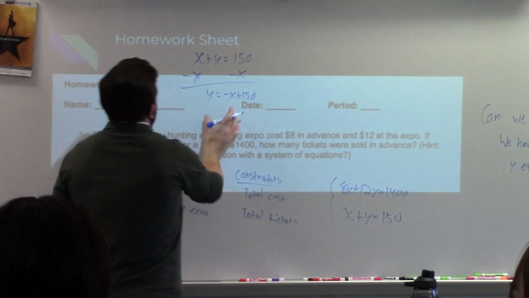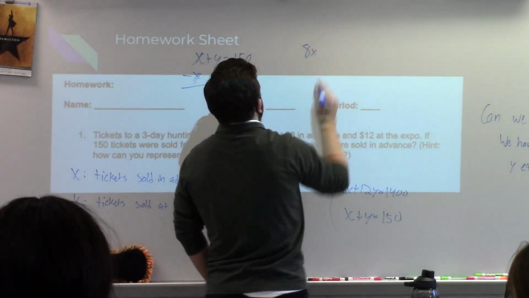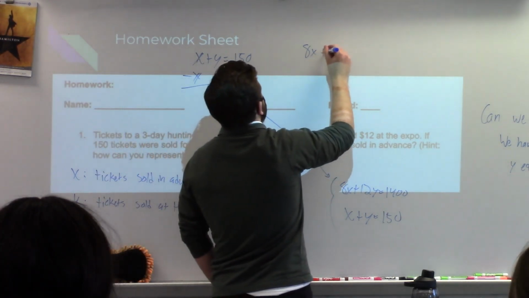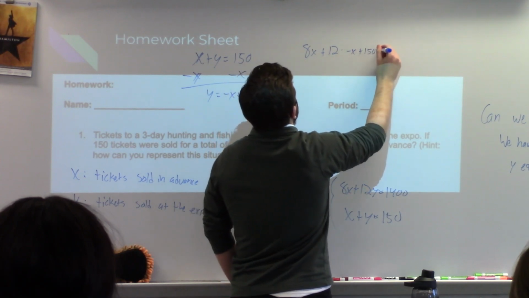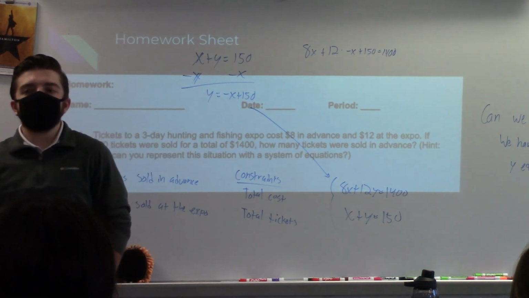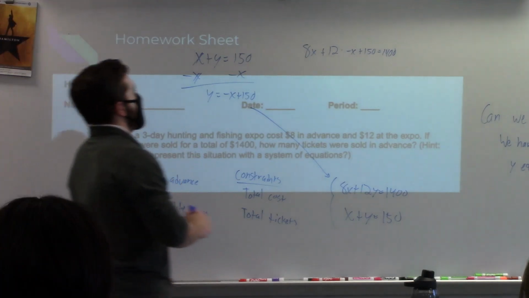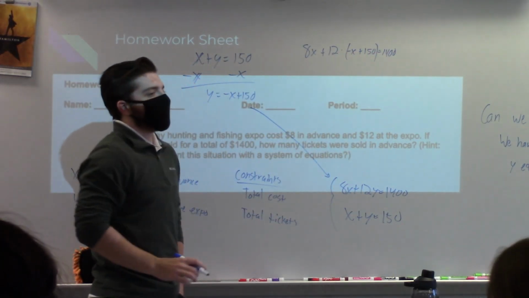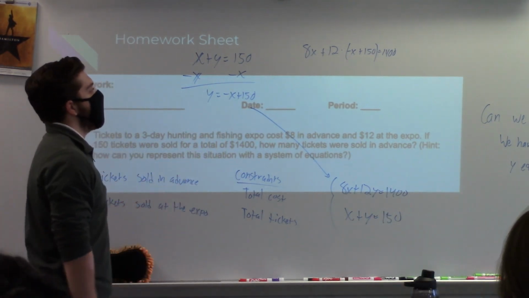So once we know that y equals negative x plus 150, I heard Peyton said 8x, so we substituted into this other equation. So 8x plus 12 times negative x plus 150 equals 1400. Is that what we had? What's wrong with it? Parentheses, good. So we have to group that together, because if I just read it without parentheses, it would be incorrect. We have to group that whole y together.